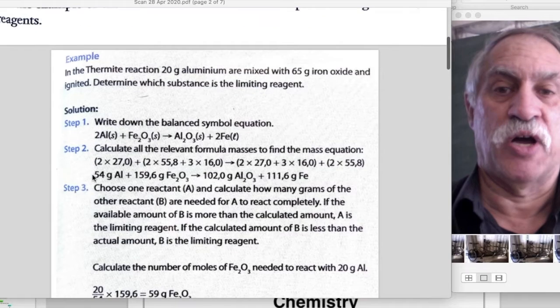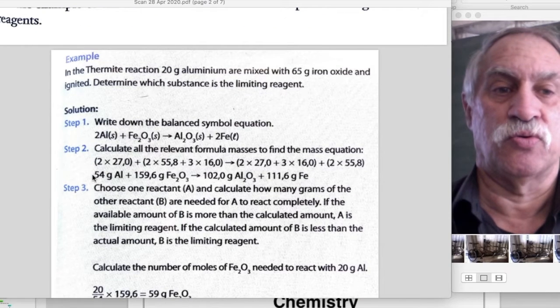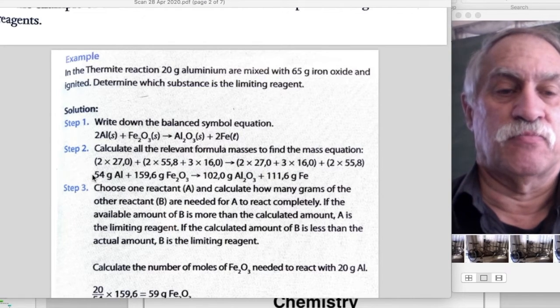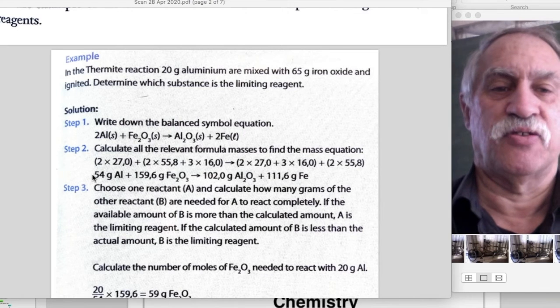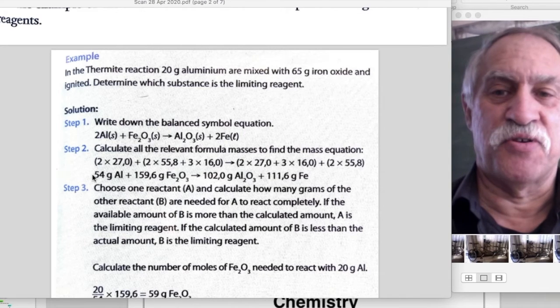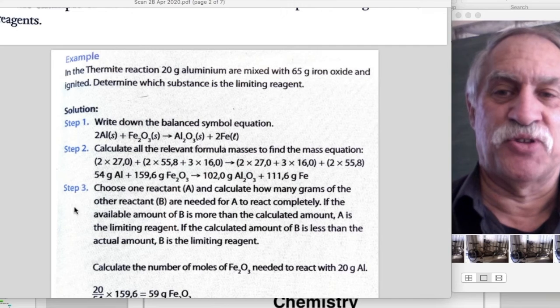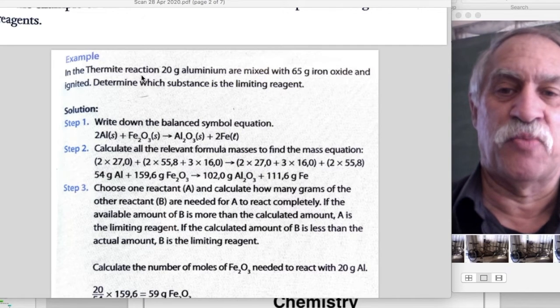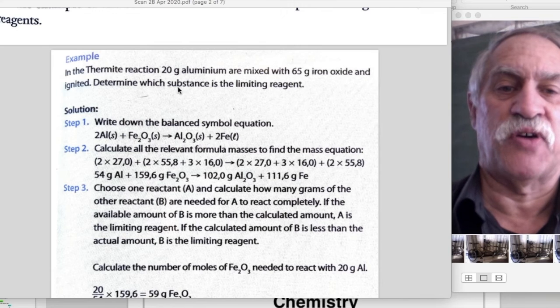Ooh, thermite. They used that in World War II. So they were trying to immobilize a huge gun on, say, the guns of Navarone or whatever. And they would use this thermite. In the thermite reaction, 20 grams of aluminium is mixed with 65 grams of iron oxide and ignited. Determine which substance is the limiting reagent.